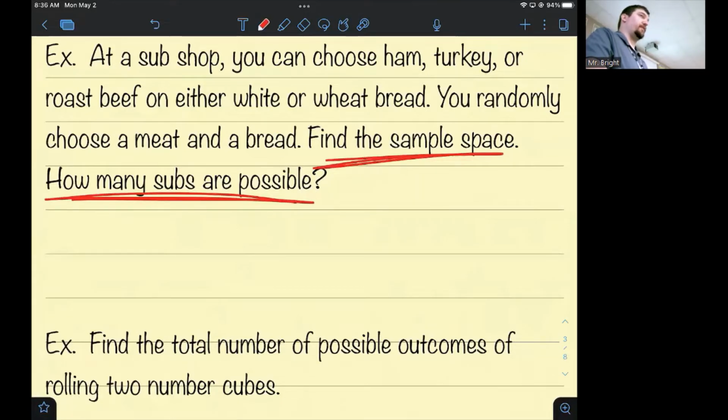How many options are there for the meats? 3. For the breads? 2. 3 times 2 is 6, so the answer is 6. There are 6 possible subs. Now we're going to make a list or a diagram of what they are. Do you want to start by picking the bread first or the meat first? The bread, that's typically what you do at a sub shop, right?